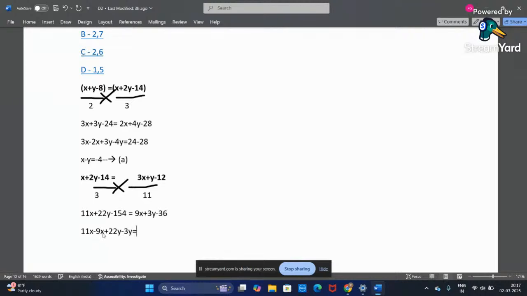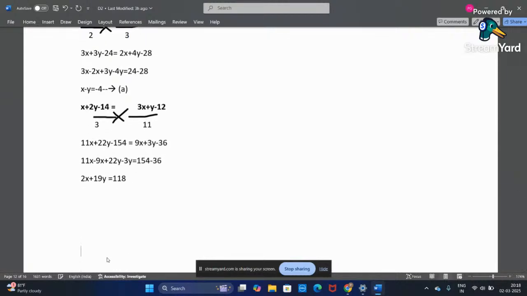Then this 154 to that side, 154 minus 36. Then 11x minus 9x we get as 2x. Then 22y minus 3y we are getting plus 19y, right? Then equals 154 minus 36, it is 118. Then what we are getting? This earlier we got equation 1, and let us consider this as equation B or equation 2.